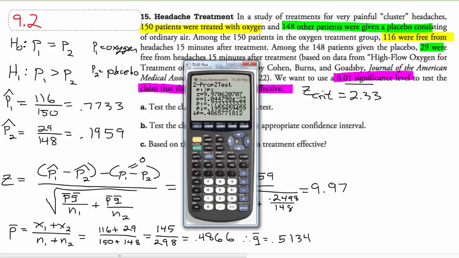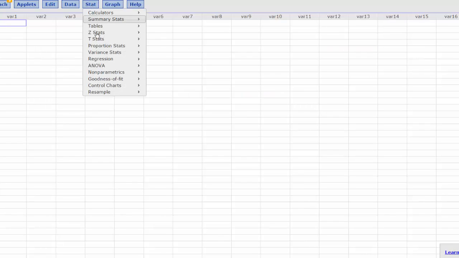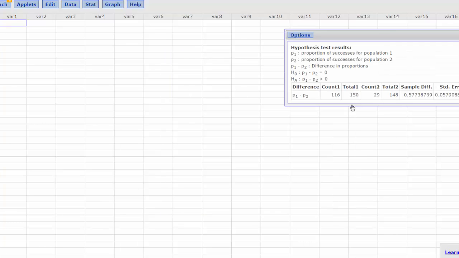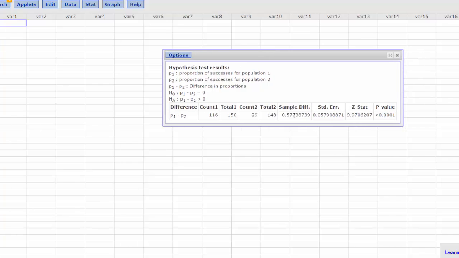StatCrunch, just as easy. We go to Stat, Proportion Stats, 2 Samples with Summary. And the same thing, we have to type in all the information that was given: sample 1, 116 out of 150. Sample 2 was 29 out of 148. Change the alternative so that sample 1 is bigger than sample 2. Hit compute.